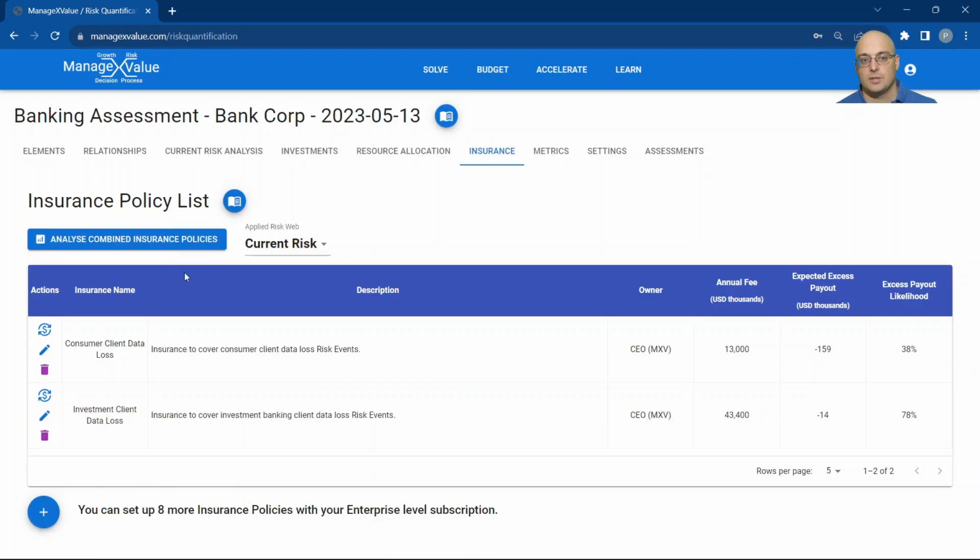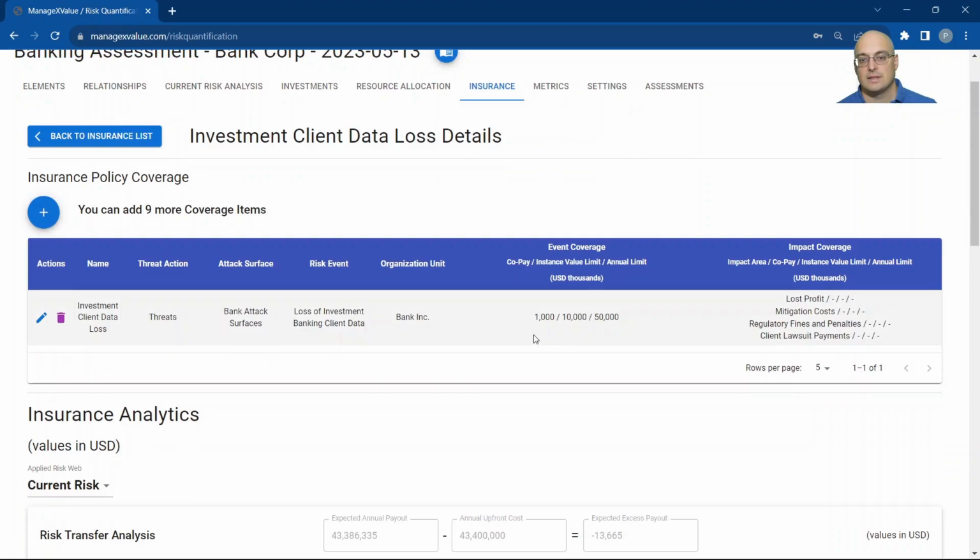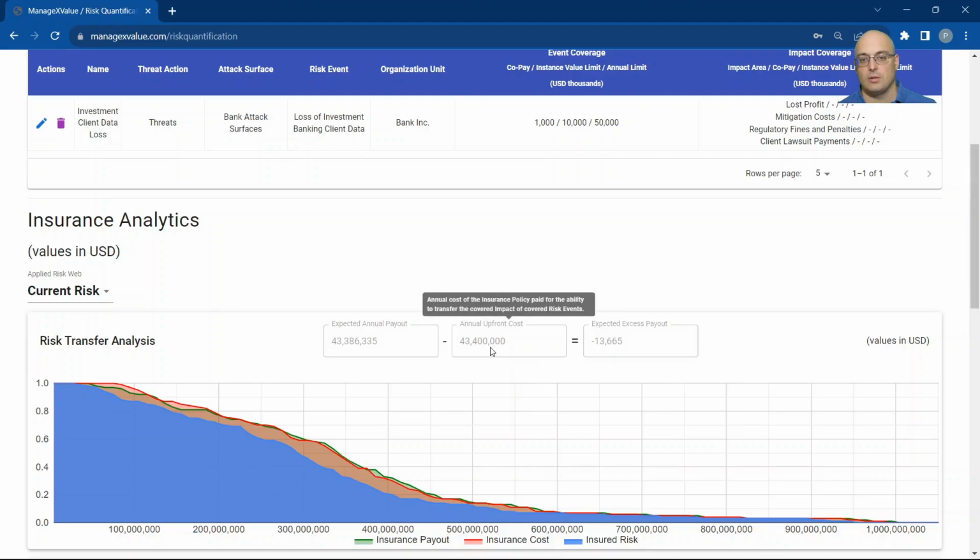Now, if you compare this insurance on the consumer banking client data loss to the investment bank client data loss, what is interesting is that the coverage is the same. However, the annual upfront cost or the premium for the insurance is significantly larger. Instead of 13 million, it is $43.4 million. And it is actually close to fair value, because considering the risk profile and the coverage for this risk event, actually the expected annual payout is almost the same, $43.4 million.